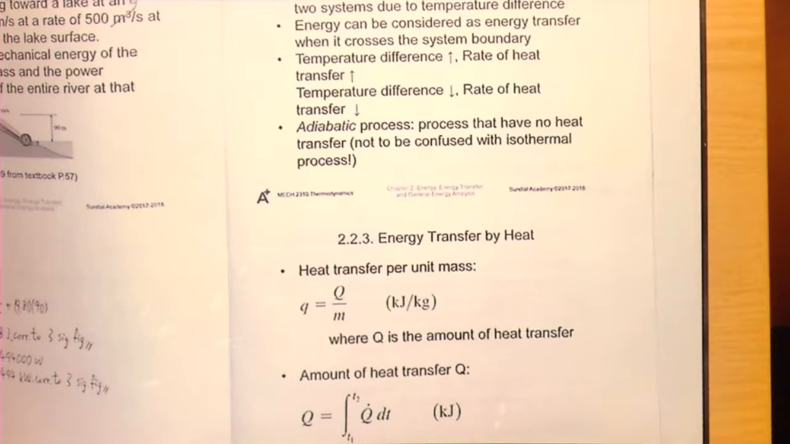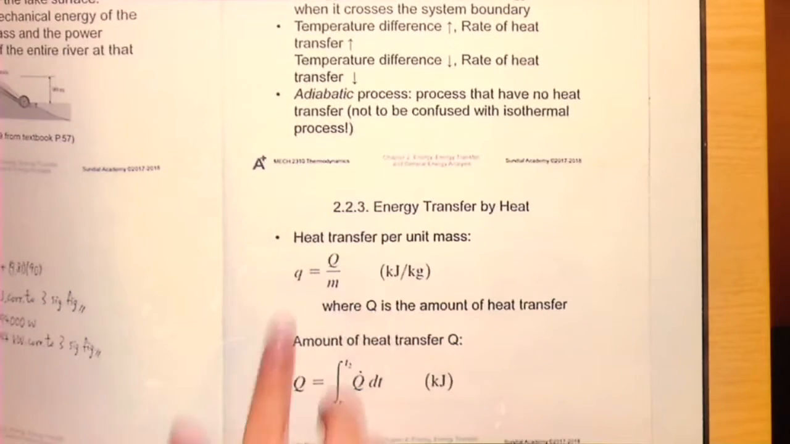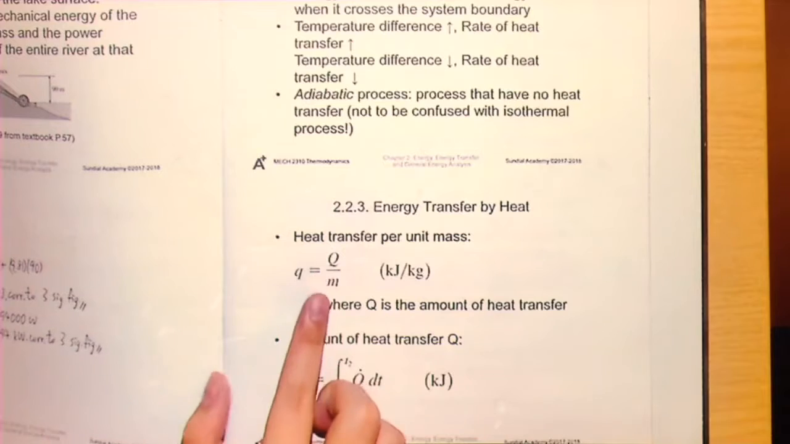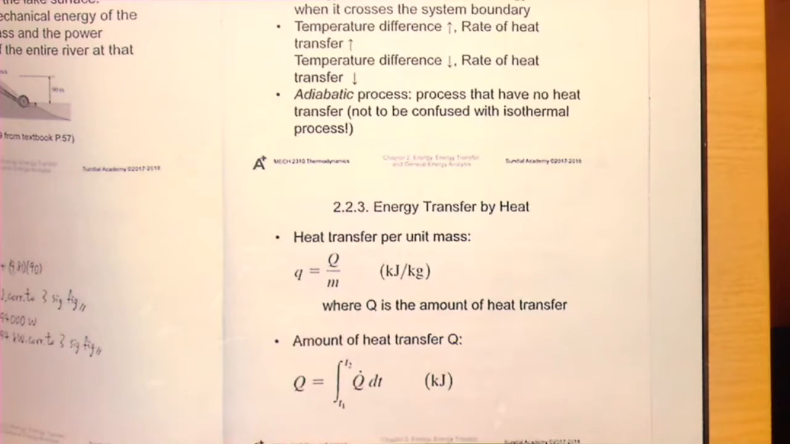In thermodynamics, we usually express the quantities in per unit mass basis, as I've said in the previous slides. Heat is not an exception, we have a heat transfer per unit mass here. That is small q equal to big Q divided by m. Small q means unit mass basis, and we will also have kilojoule per kg. Again, it's not the default unit. The default unit should be joule per kg if you use the correct SI units throughout the calculation. Here, Q is the amount of heat transfer.